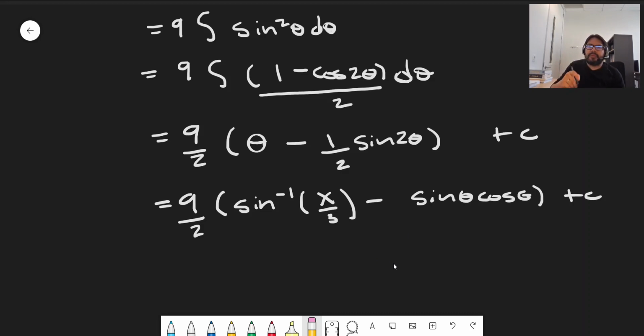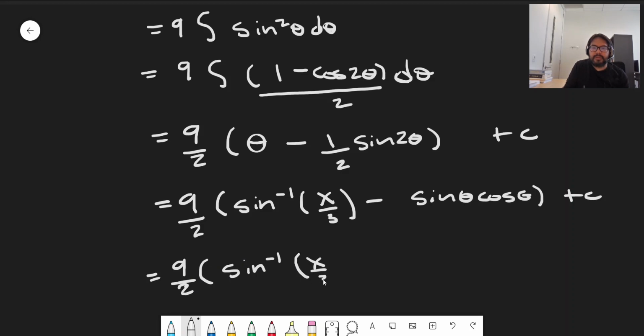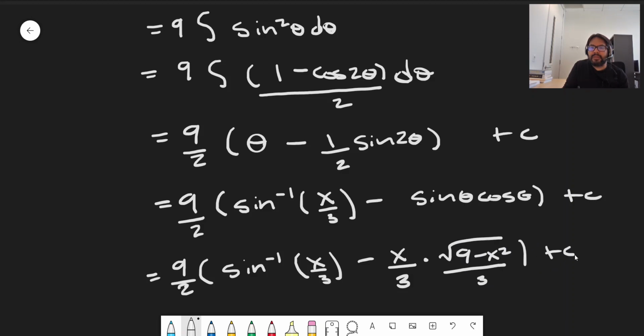So now we go ahead and plug in everything with respect to what we have. This is going to be equal to 9 halves times sine inverse of x over 3, minus, since sine of theta is x over 3, x over 3 multiplied by also the square root of 9 minus x squared all over 3, and this is going to be plus c.